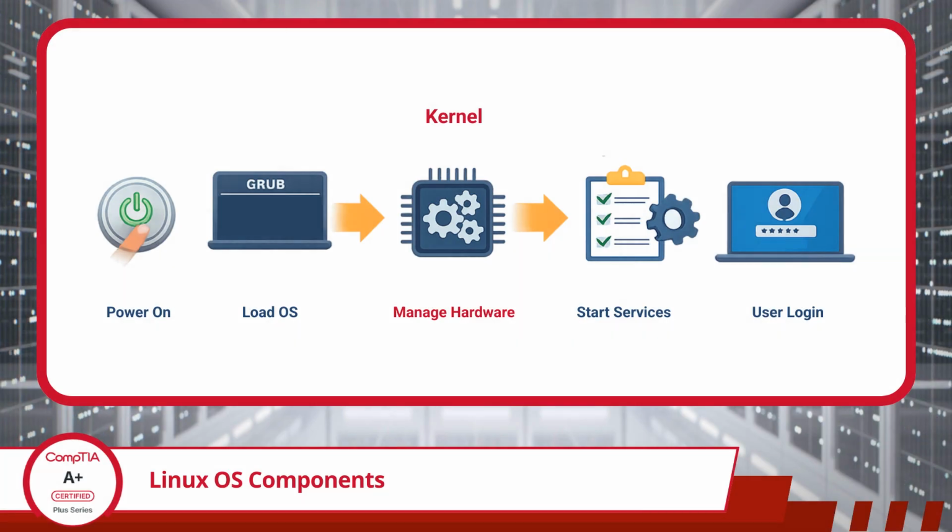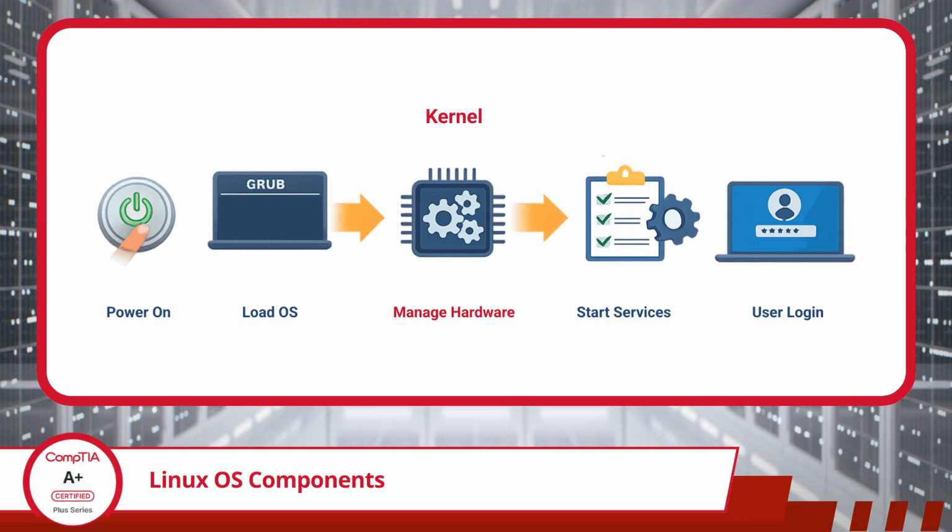Once the bootloader loads the operating system into memory, it hands control over to the kernel. The kernel is the core of the operating system. It is responsible for managing communication between software and hardware, allowing applications to interact with system resources such as the CPU, memory, storage, and input and output devices. Suffice it to say, the kernel is constantly working in the background. Every time you open a file, connect to a network, or use a device like a keyboard or USB drive, the request is handled through the kernel.